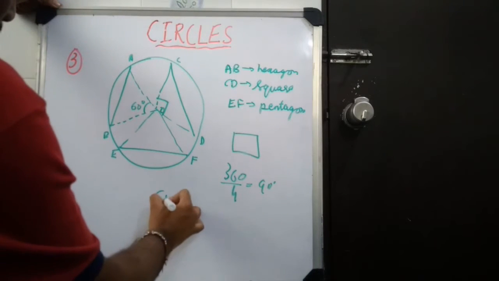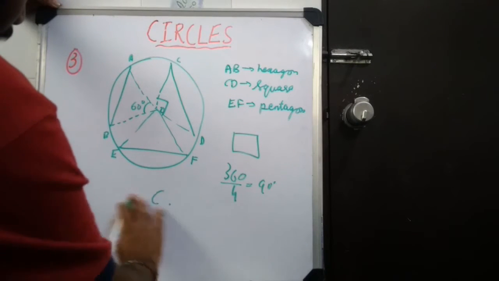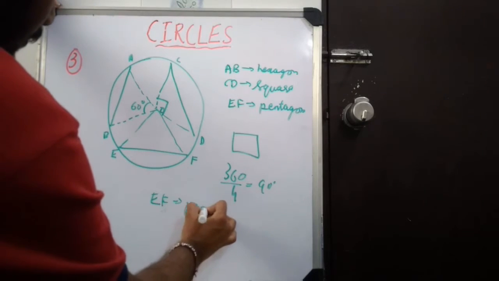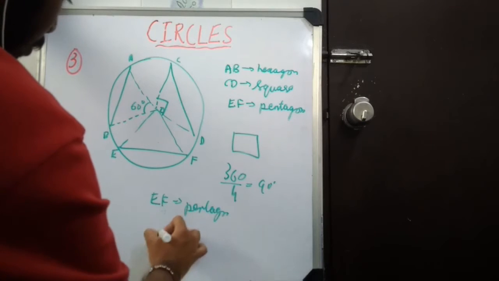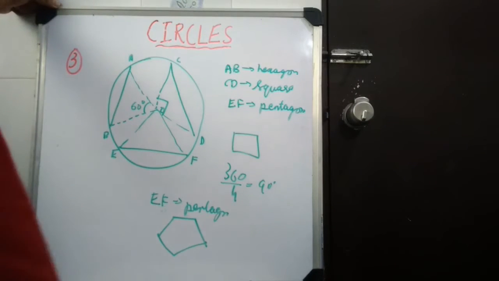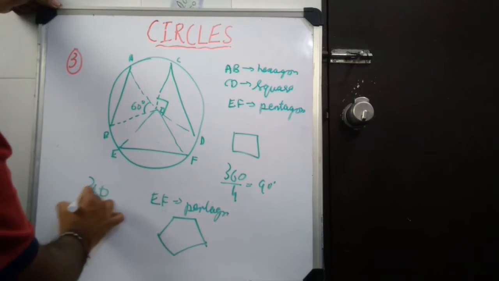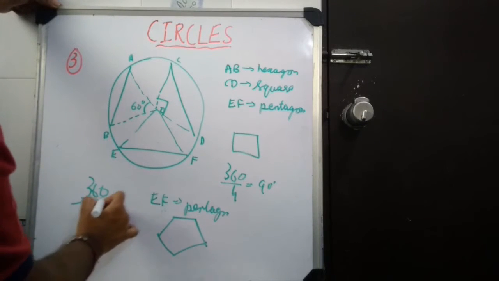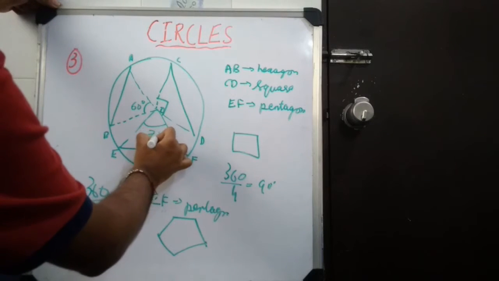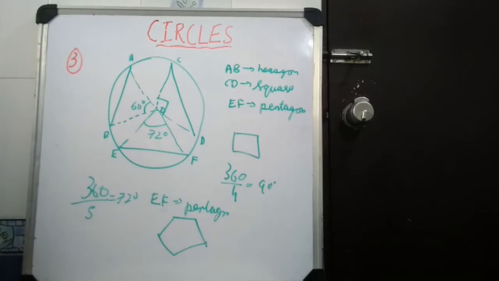Next, EF is a part of a pentagon. So what am I going to do? 360 by 5, which is 72. So this is going to be 72 degrees.